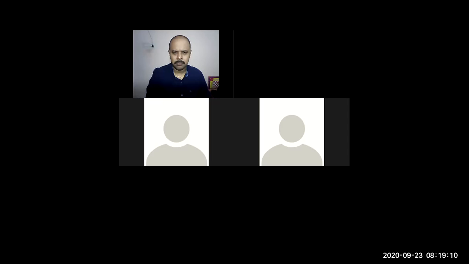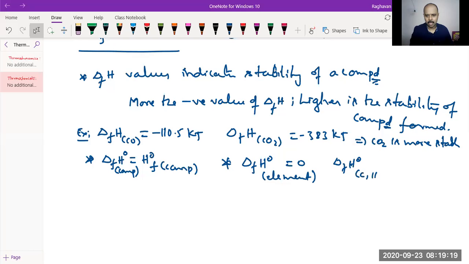Let me finish up. Enthalpy of formation of an element is taken as 0. So delta FH naught of carbon or hydrogen or iron, etc., becomes 0. I'll change the page.